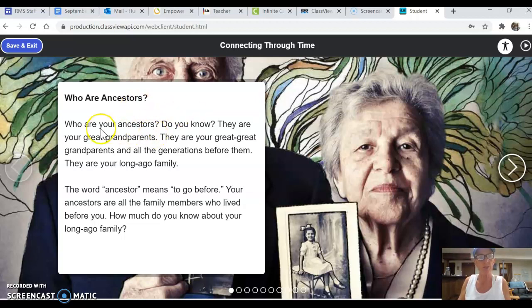So the first thing you see here is like, oh, what should I do? Well, probably just read, right? The word ancestor means to go before. Now remember, if you're having trouble with it, you can always go, who are ancestors? Yeah, it'll play it for you. Who are your ancestors? Do you know? They are your great-grandparents. They are your great-great-grandparents.